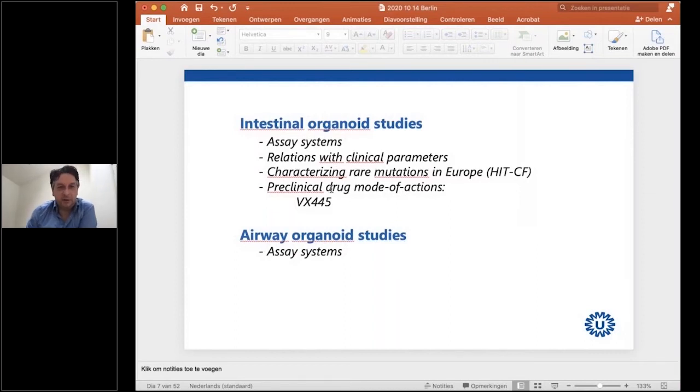I'll also be sharing some data which is still unpublished, on a new mode of action of elexacaftor, which is currently in the process of approval by EMA and the various countries in Europe. I'll also briefly talk about airway organoid studies, but I will just see how far we go with time.